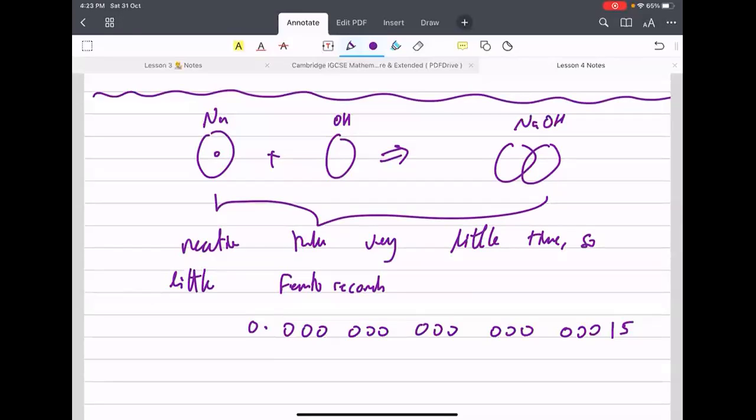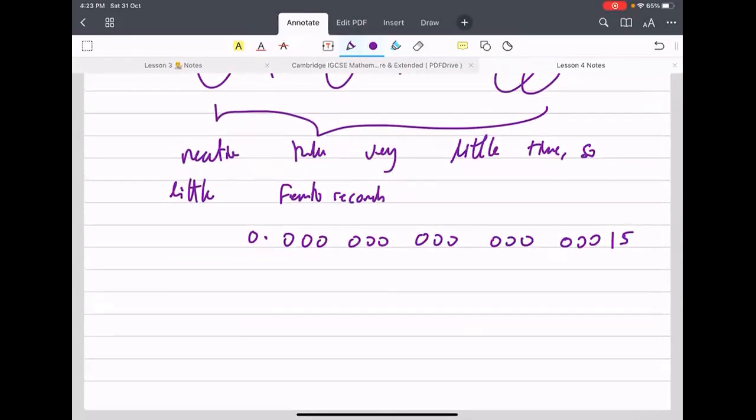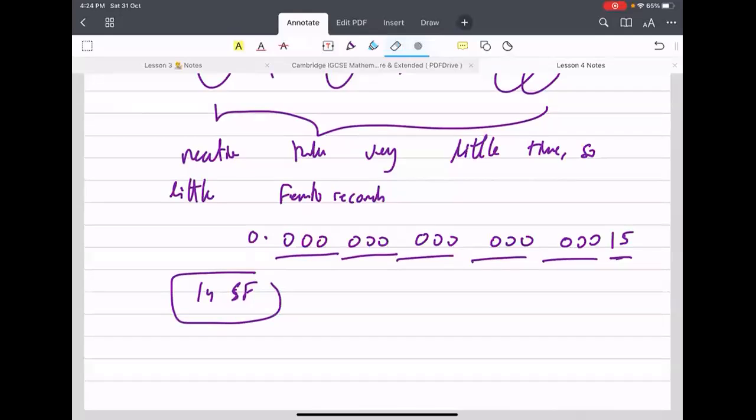So sometimes we need more accuracy, and then we use more significant figures. For example, this number is written to how many significant figures? 3, 6, 9, 12, 14 significant figures. Actually, 15, sorry, because 0 is a significant figure. 15 significant figures.